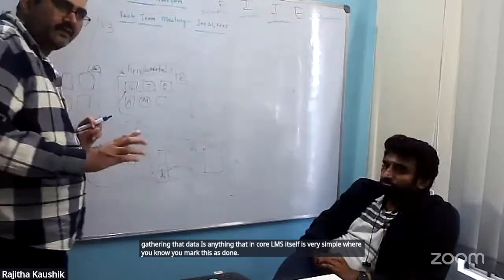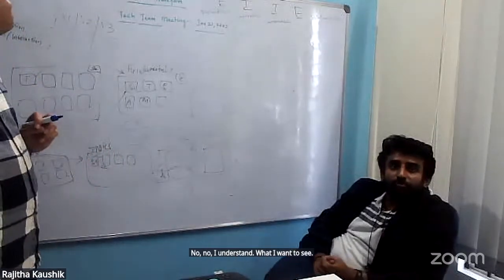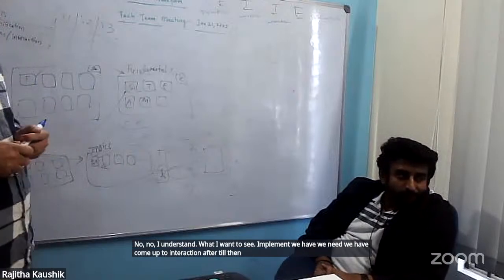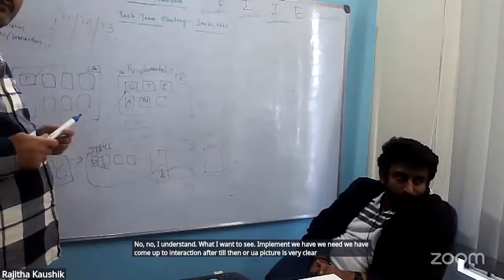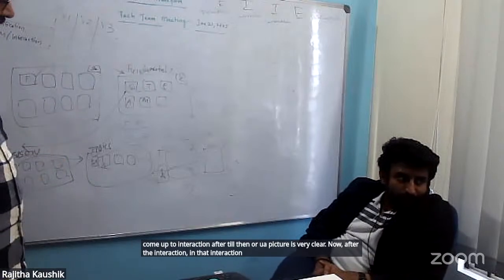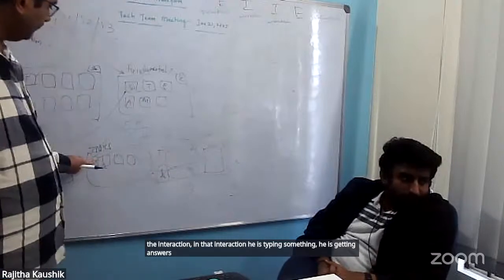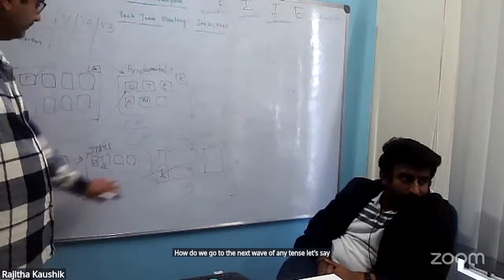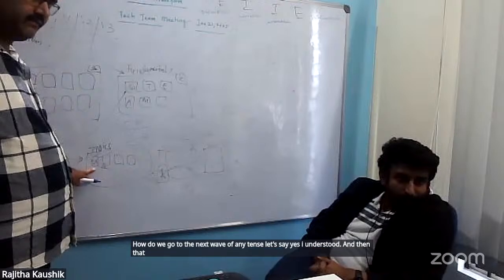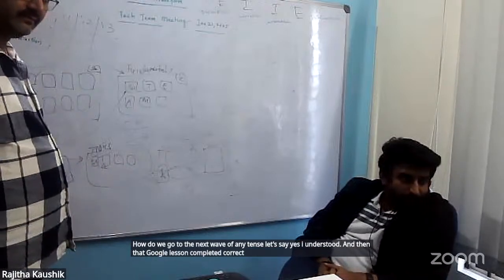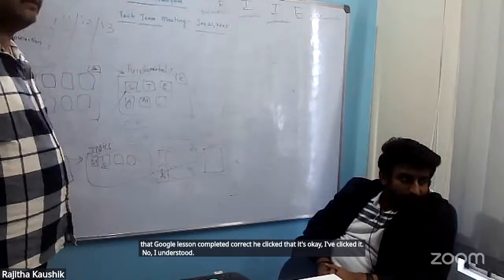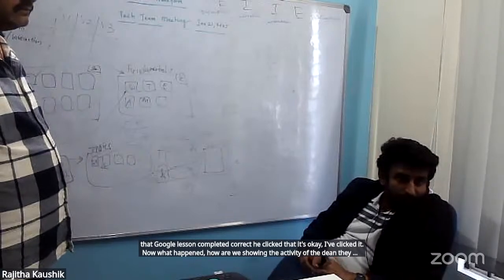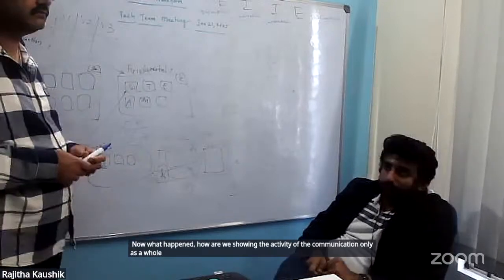No, I understand. Now what I want to see is, we have come up to the interaction, and till then our UI picture is very clear. After the interaction, he is typing something, getting answers, that's fine. Now how do we go to the next step when it ends? Then the Google lesson is completed, he clicked it, I understood. Now what will happen? How do we show him the activity of the implementation phase? How do we connect it? Is there a separate screen or does it come here only?